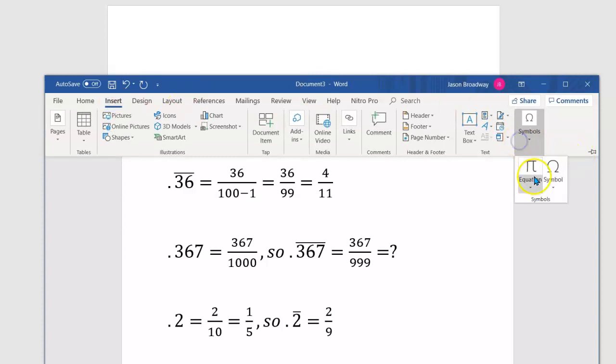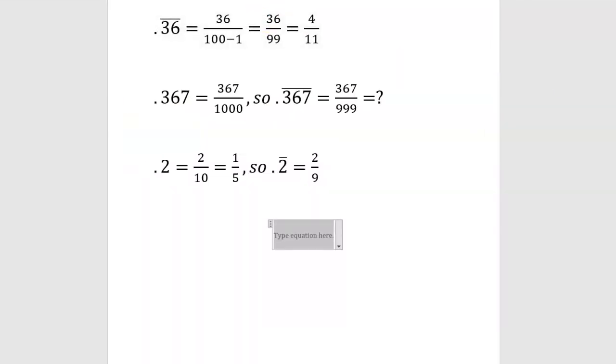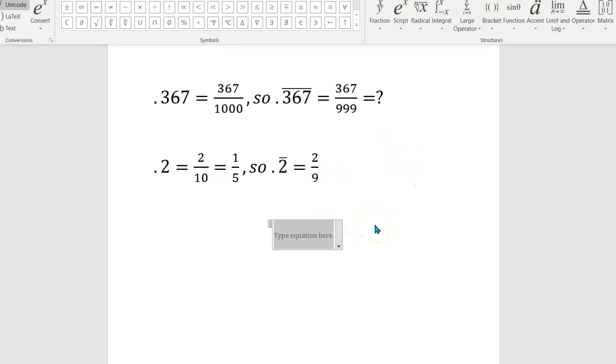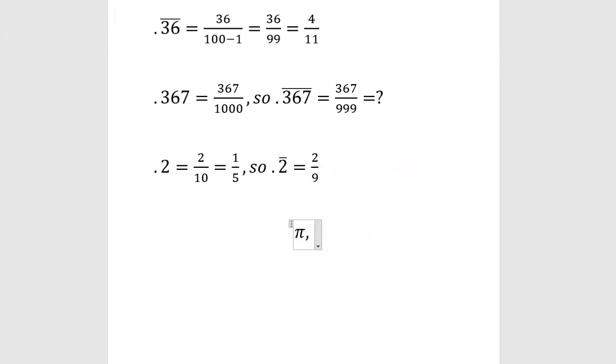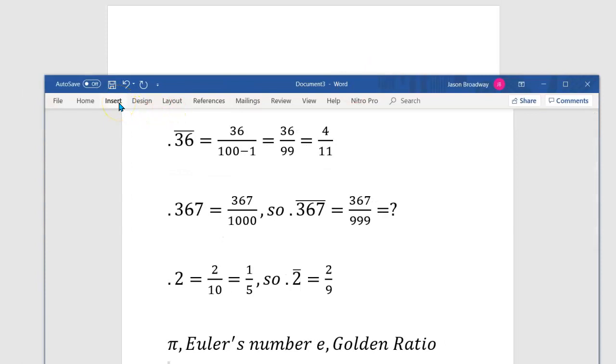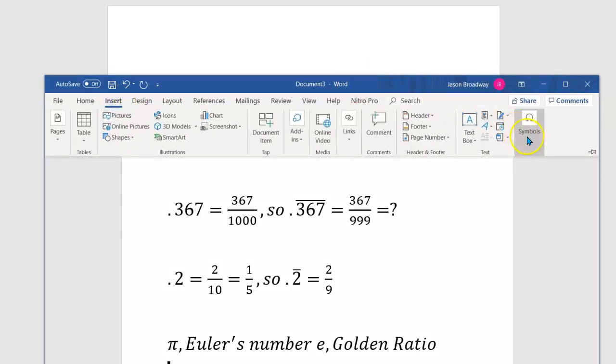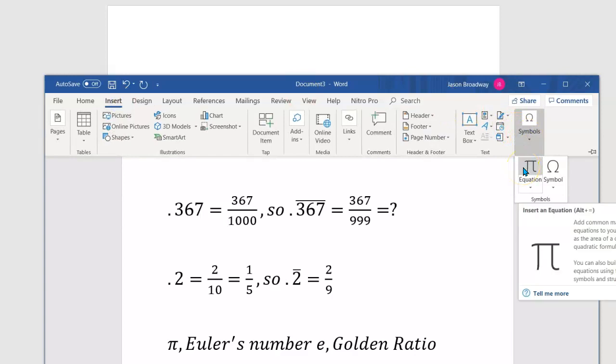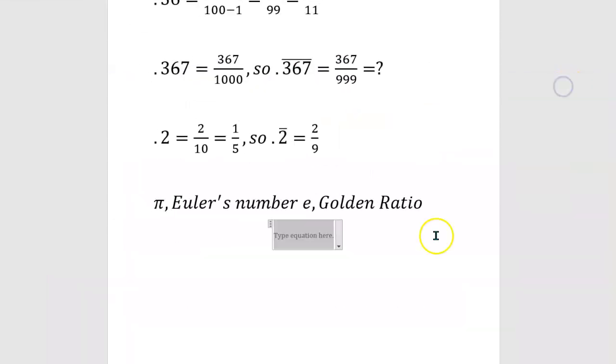So if I insert equation, roll the screen back up, equation tools, well, the number pi is not rational. Euler's number e is not. The golden ratio of geometry is not. But these are kind of out there. What about something that's not so out there? What about the square root of something that's not so clean, that we can't clean up? Like the square root of 9.